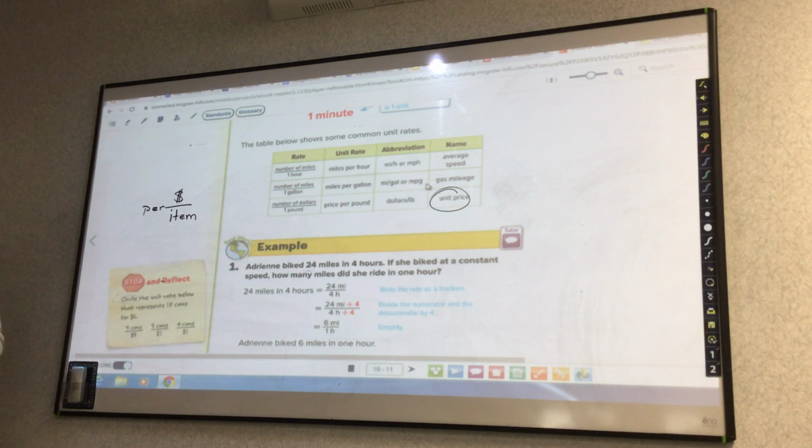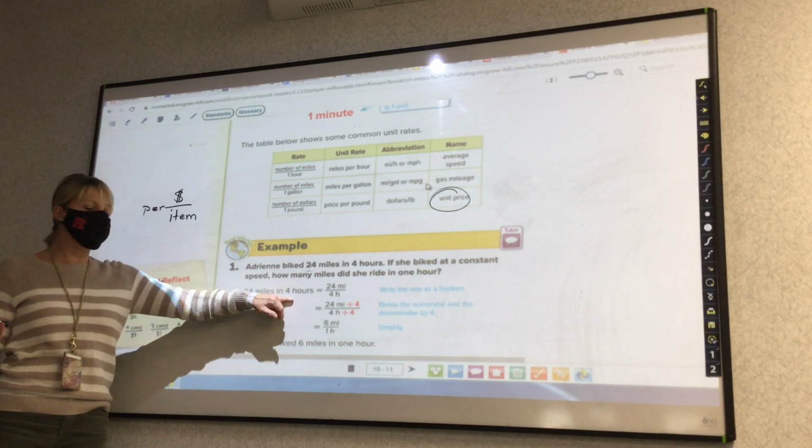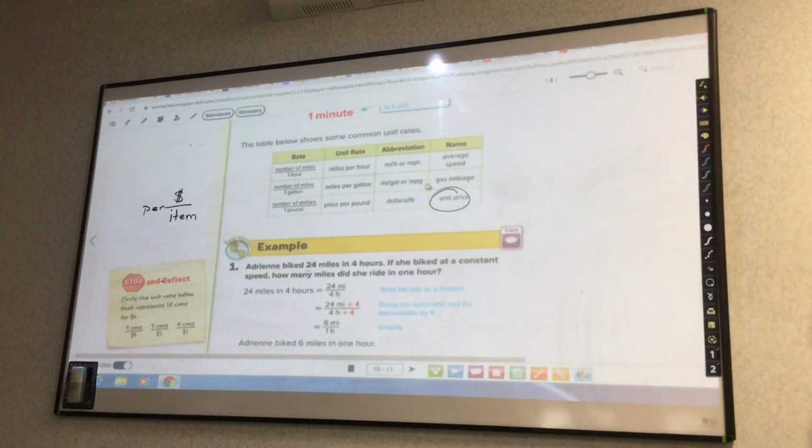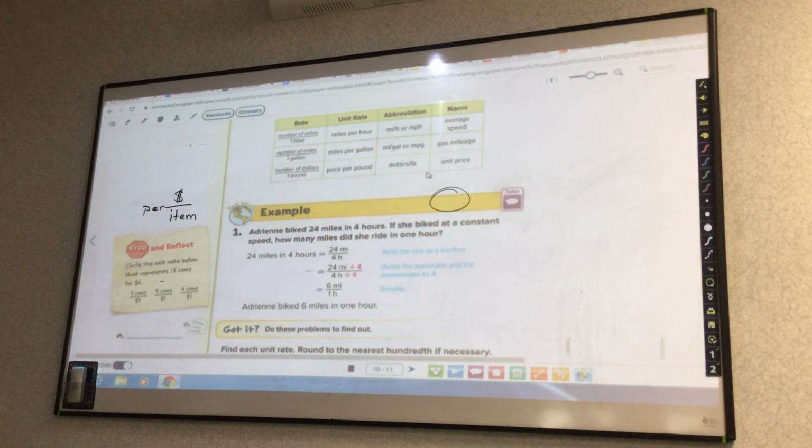So let's look at our first example. Adrian biked 24 miles in 4 hours. If she biked at a constant speed, how many miles did she ride in 1 hour? They give us our example. They have 24 miles in 4 hours, but this is not how I'm going to want to see it. How I'm going to want to see it is I'll write it onto this space right here.